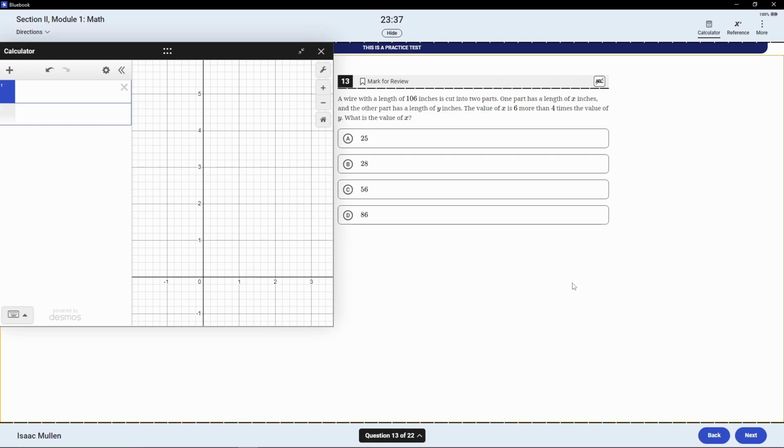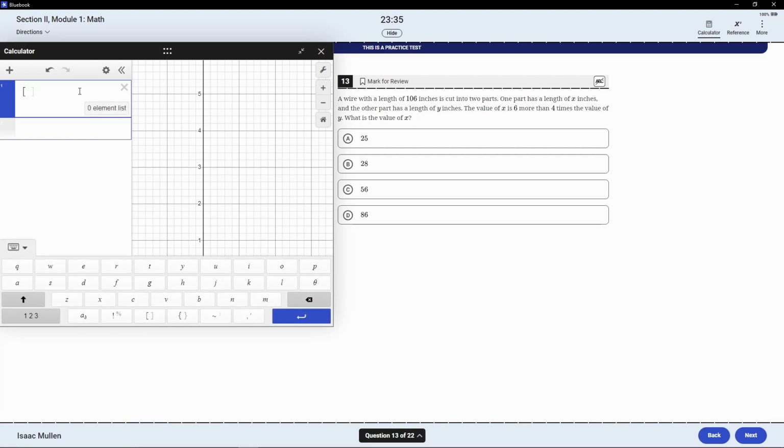This is why I love element lists, people. I've been saying entity lists because of programming, but they make everything so easy. We're going to start off here with x1 plus y1, right? And we're going to set this equal to 106 in our other element list. 106, right? Okay, but that's not enough information for it to compute, right? Now, the value of x is 6 more than 4 times the value of y.